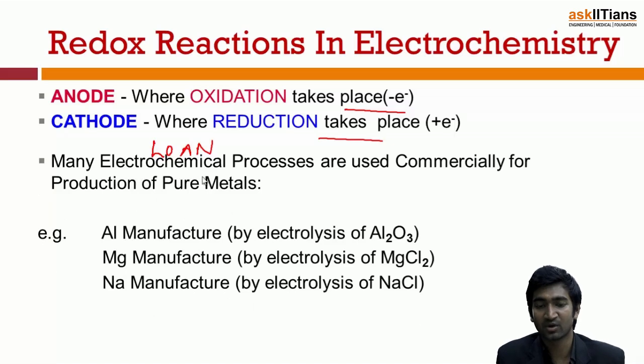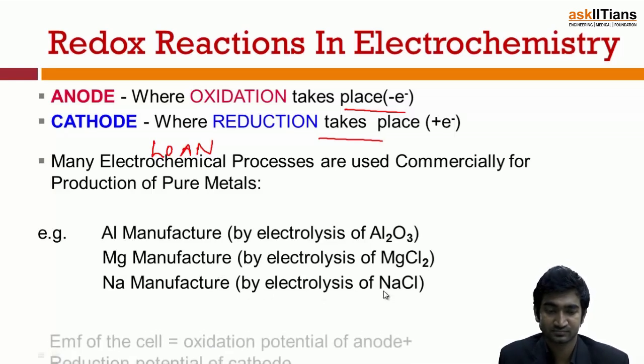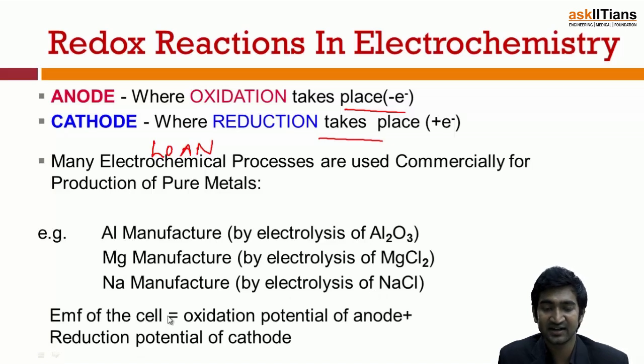So many electrochemical processes are used commercially for the production of pure metals, like aluminum manufacture by electrolysis of Al2O3, magnesium manufacture by electrolysis of MgCl2, and sodium manufacture by electrolysis of sodium chloride, the common salt. And the EMF of any cell is equal to the oxidation potential plus the reduction potential. And this should come positive, then only we will say that the cell is spontaneous, from thermodynamics.